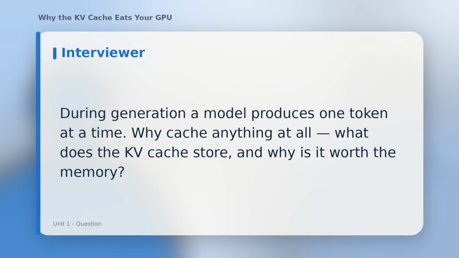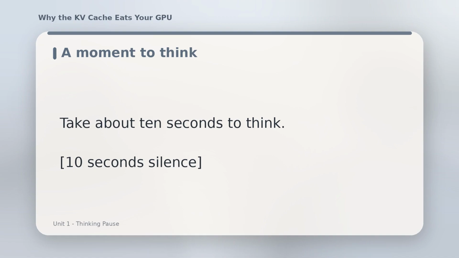During generation, a model produces one token at a time. Why cache anything at all? What does the KV cache store, and why is it worth the memory? Take about 10 seconds to think.